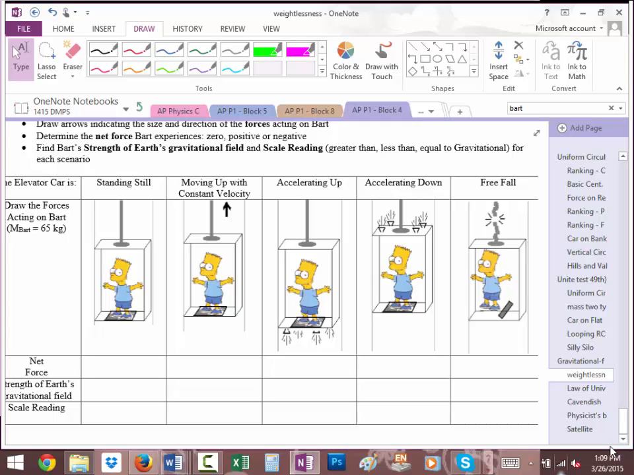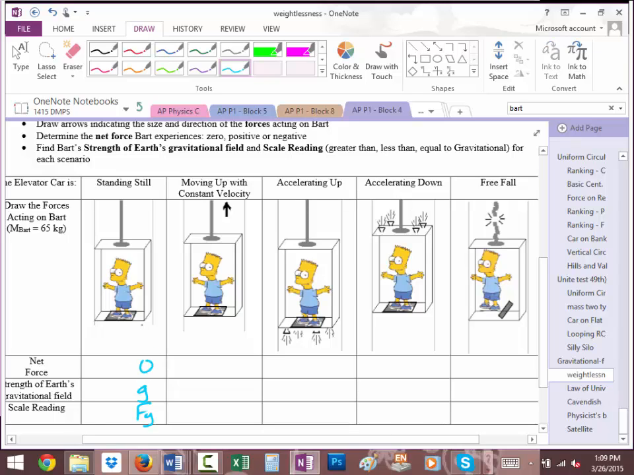Moving. Accelerating. Not accelerating. The strength of the Earth's gravitational field, they said, is G. Does that make sense? And the scale reading is equal to the what? The normal scale reading, like if it was 65 times that. So equal to the force of gravity? Is that okay? I'm going to write that down. Equal to FG. I'm just trying to keep track here.